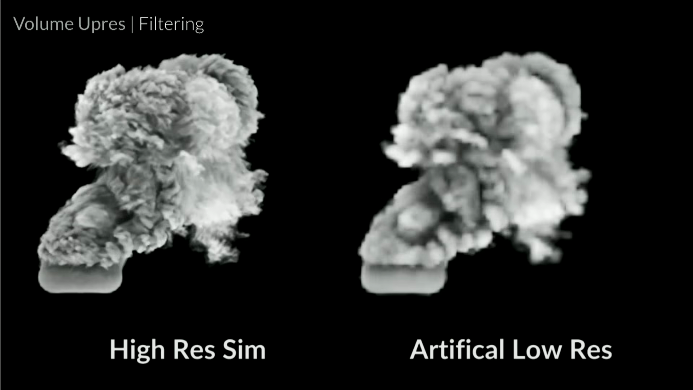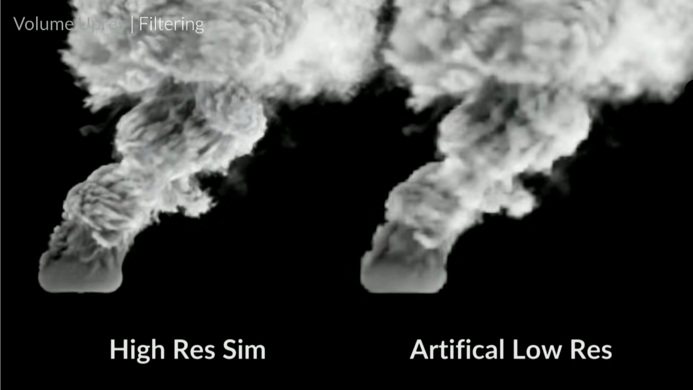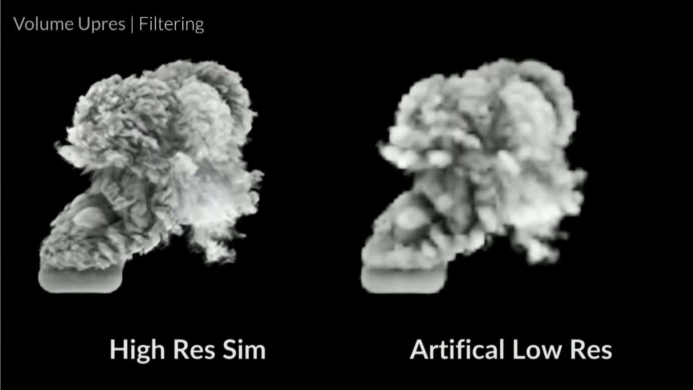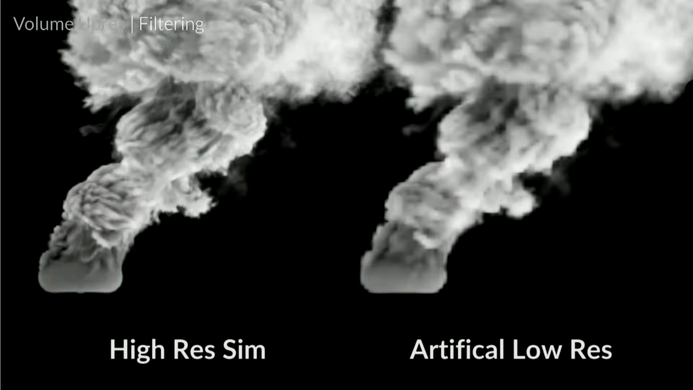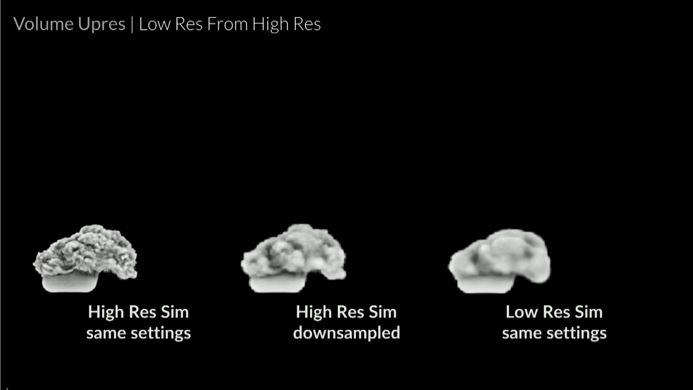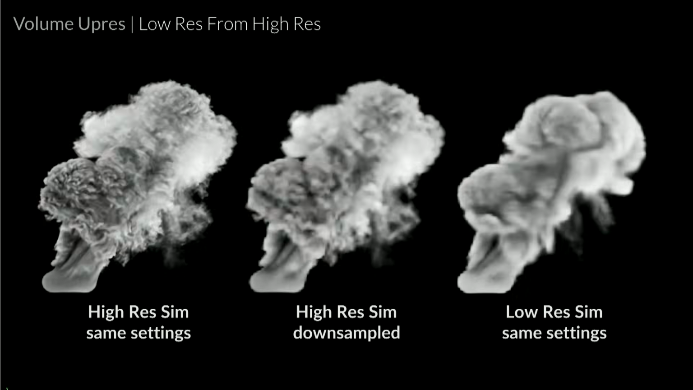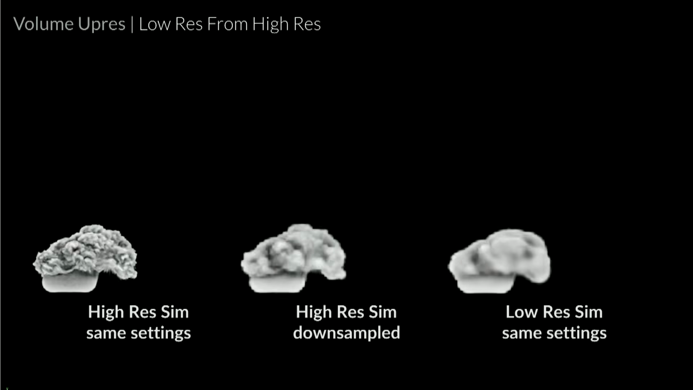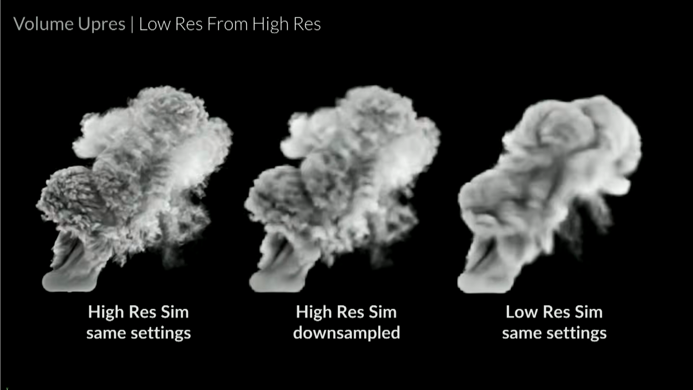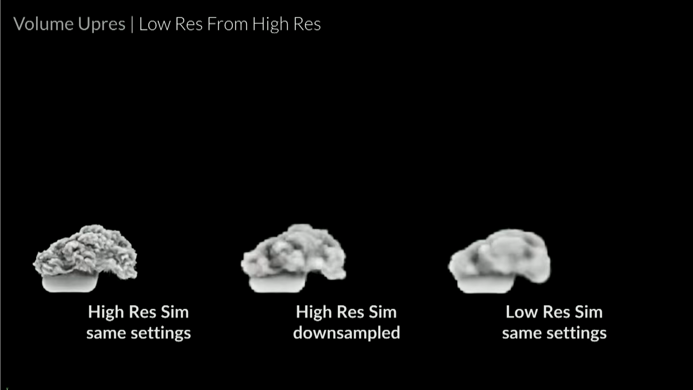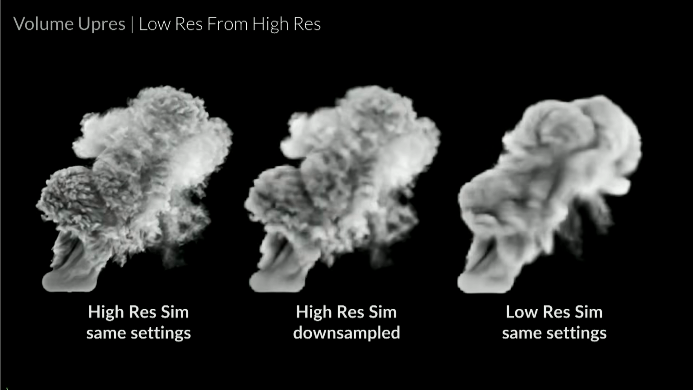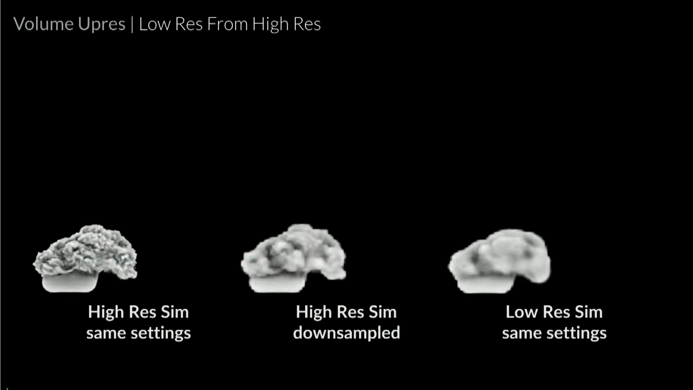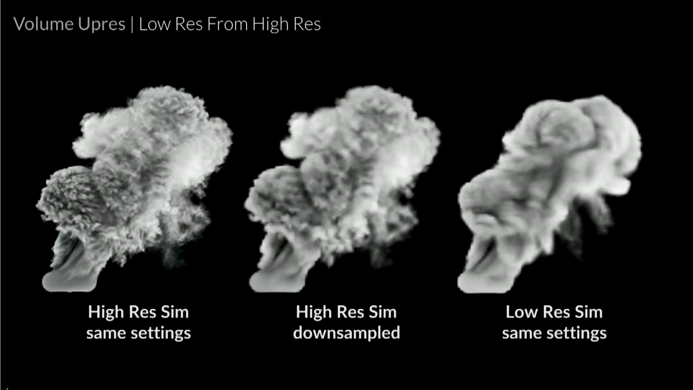After a lot of back and forth, we landed on using a windowed sinc filter to remove all of the high-frequency detail in the input simulation. The underlying problem of downsampling a high-res to create our training data is that the low-res still includes shapes that wouldn't naturally emerge when running the same sim at a lower resolution. Here you can see what an actual low-res sim with identical settings looks like on the right.